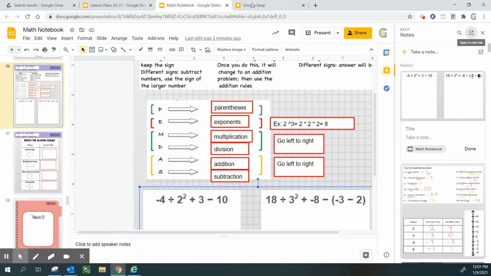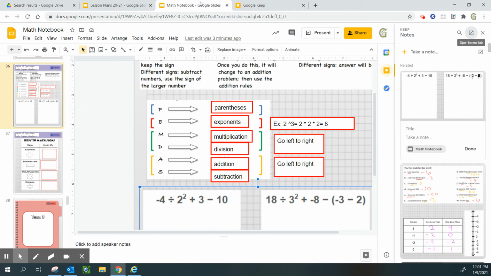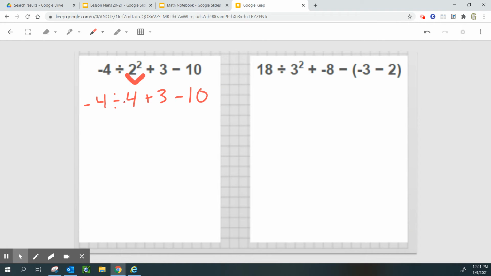Okay. So parentheses I did, exponents, I could look and see if there's any more. There's not, so I'm done with that step. Then I have multiply, divide, whichever one comes first. So this problem has a divide, no multiply. So I'm going to do my divide. And again, I'm kind of using this to show which numbers I'm doing. So -4 divided by +4. The signs are different. So that means it's going to be a -1. And then I still have +3. And I still have -10.